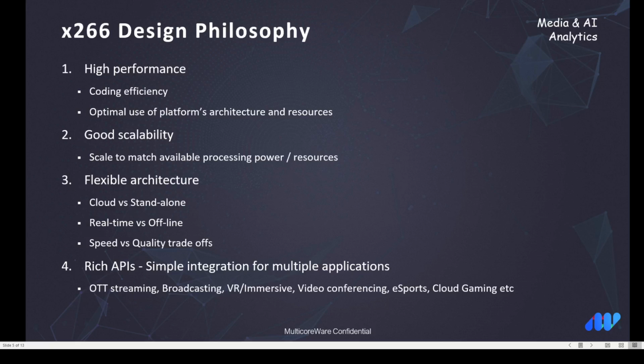Apart from these performance-related criteria, another criterion to consider is the flexibility of the architecture. X266 should be able to run as a cloud entity or as a standalone application on your local machine. It should also accept real-time video streaming or encode a file-based video input. Like discussed earlier, it should also provide good quality and speed trade-off options in the form of presets. Other than this, all the APIs provided should provide simple integration with a variety of applications like broadcasting or video conferencing or cloud gaming and so on.